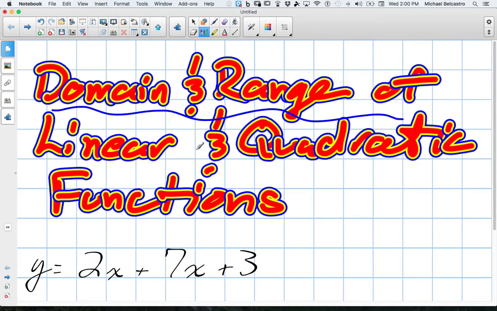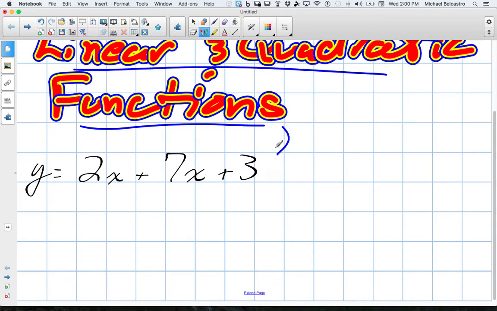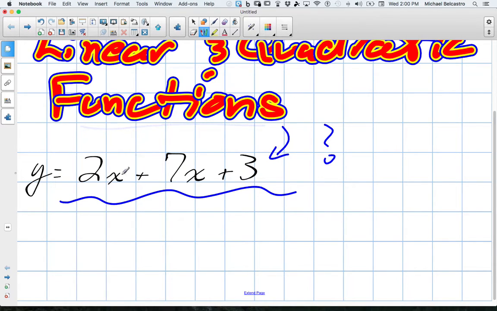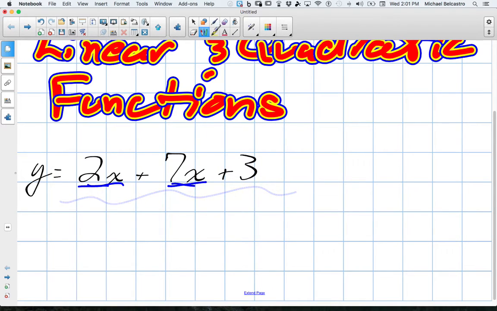Okay, domain and range of linear and quadratic functions. So the question was posed, how do you find the domain and range of this function here? Well, this function here, I'm not sure if it was written incorrectly, is actually just a linear function that hasn't been simplified. So these two, the very first two terms are like terms.